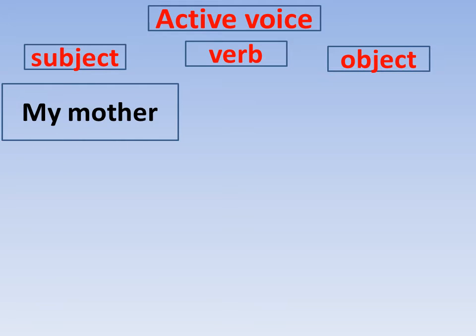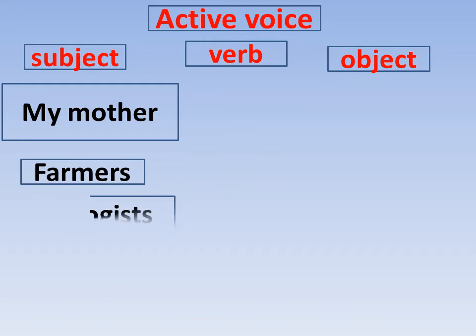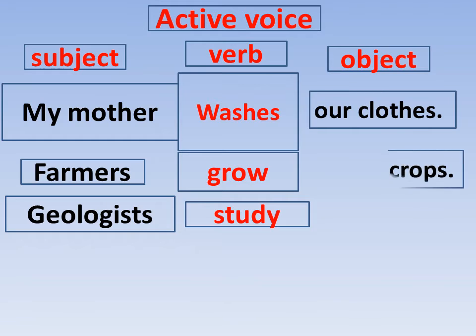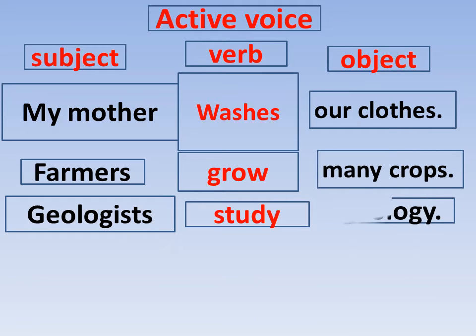Like this. Examples for subject: my mother, farmers, geologists, and so on. Some verbs: my mother washes, farmers grow, geologists study. Examples for the object: our clothes, many crops, geology.